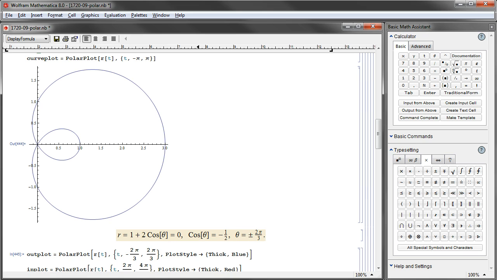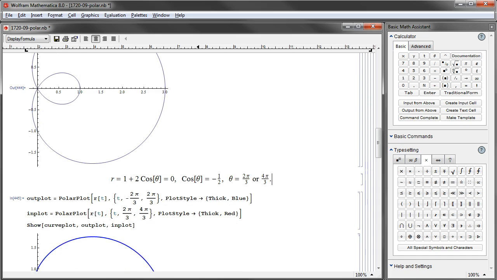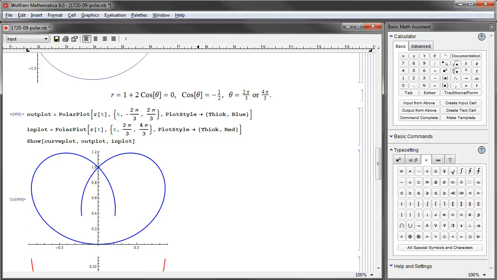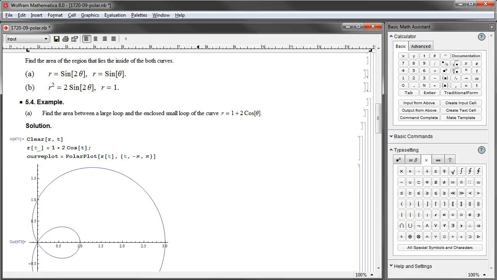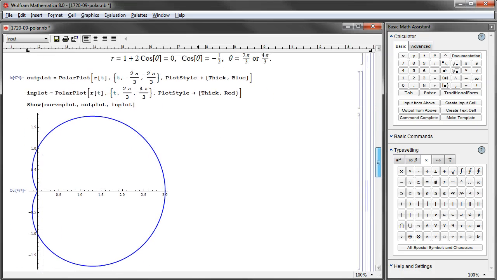Actually, this doesn't look too good. I prefer to have 2 pi over 3 and 4 pi over 3. So we can calculate the area of the inside. I should have run everything all over again. Okay. So outside, the blue picture is running from negative 2 pi over 3 to 2 pi over 3. So we have that.